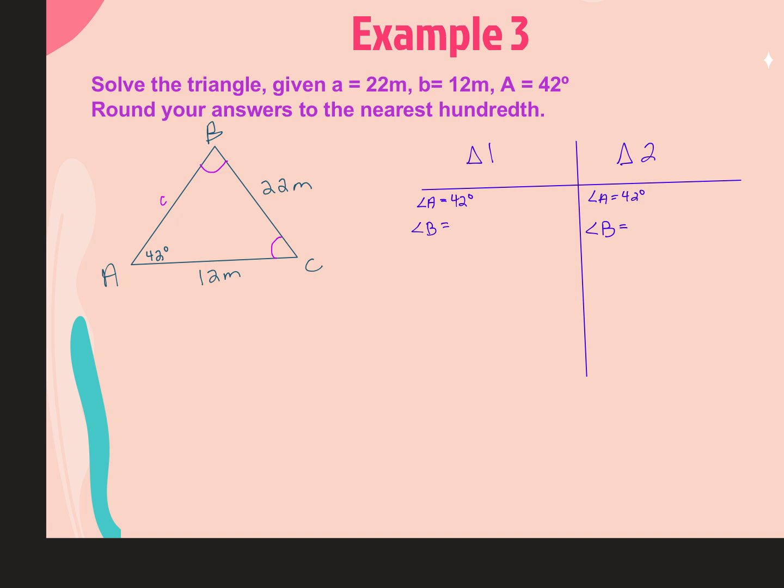If I have A is 42 degrees in the first triangle, then A will be 42 degrees if there is a second triangle. But this only occurs, look, I don't have 2 angles where I can add and then subtract from 180. So what is missing? Angle C, angle B, and side C. So let's just focus on finding triangle 1.